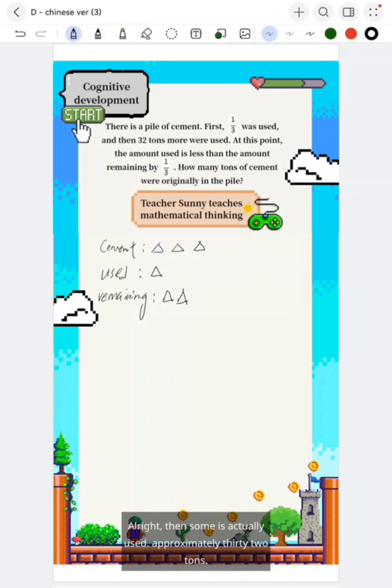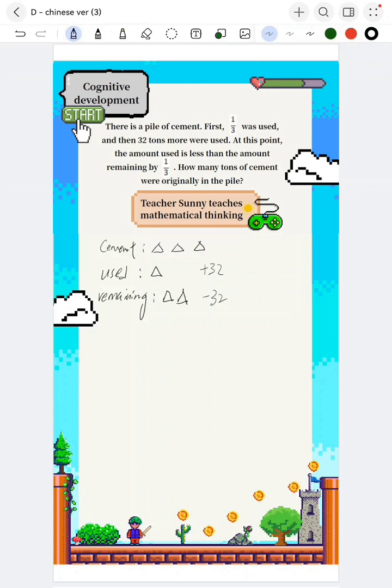All right, then some is actually used, approximately 32 tons. Then another 32 tons are used. In other words, another 32 tons are used. So the total amount of cement used increases, right? You used 1 triangle, then another 32 tons, so the overall amount used definitely increases, and the amount left subsequently decreases. It decreases by another 32 tons because it's already been utilized. So just drawing it out like this helps you understand.